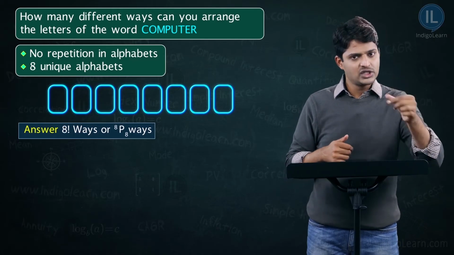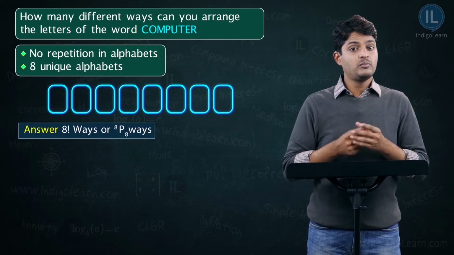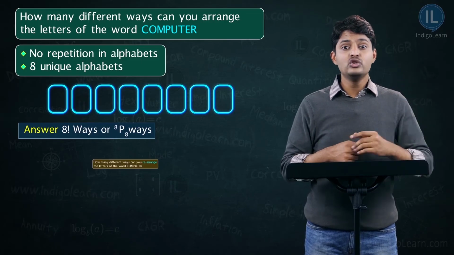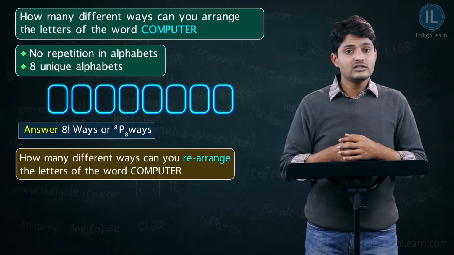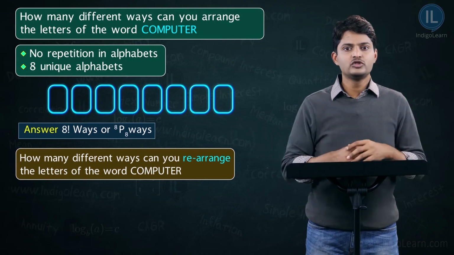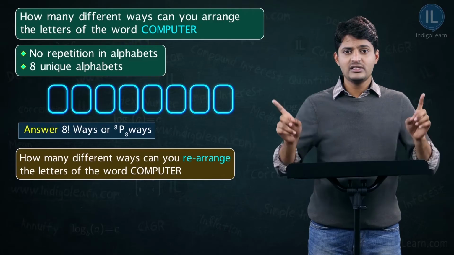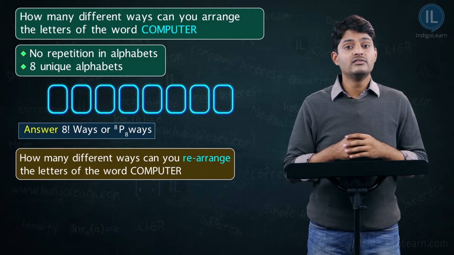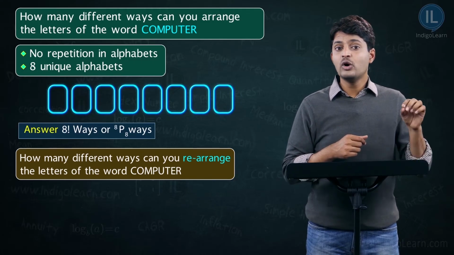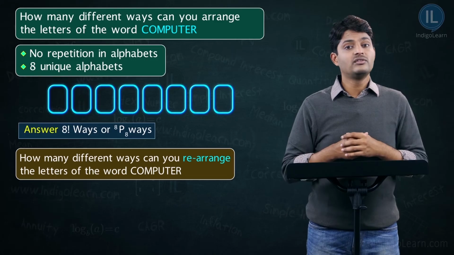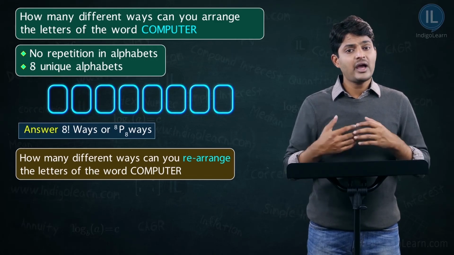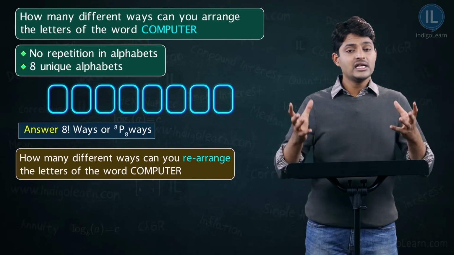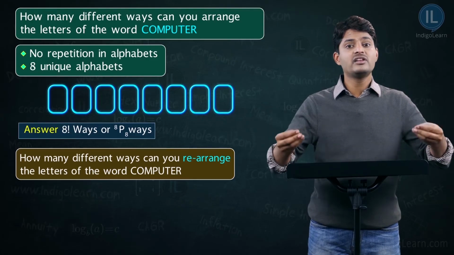Now let me twist the question a little and try to see whether you spot the very basic difference, right? In how many different ways can you rearrange the letters of the word computer? So did you spot the difference between the previous question and this question? So in the previous question I asked you how many ways can you arrange the letters of the word computer. Now I am asking you, in how many ways can you rearrange the letters of the word computer? So effectively my approach to this question is not going to change. I am still going to go ahead with arranging 8 different alphabets in 8 positions.